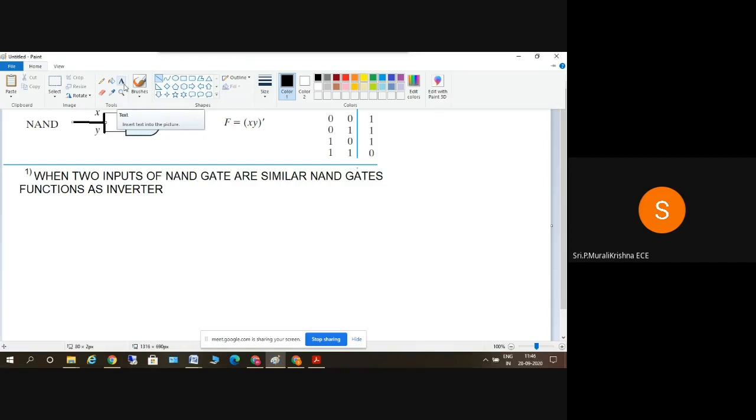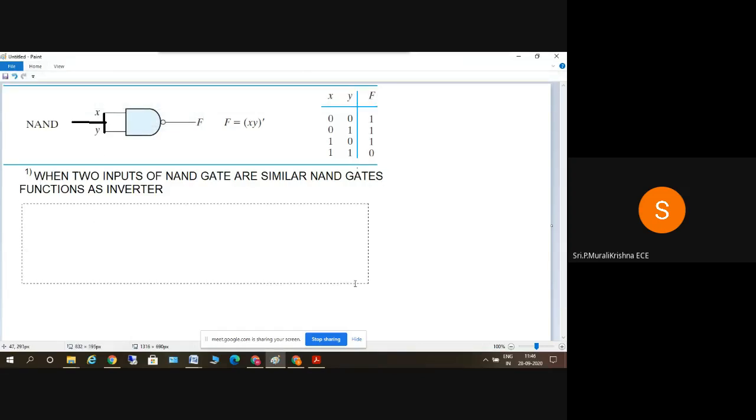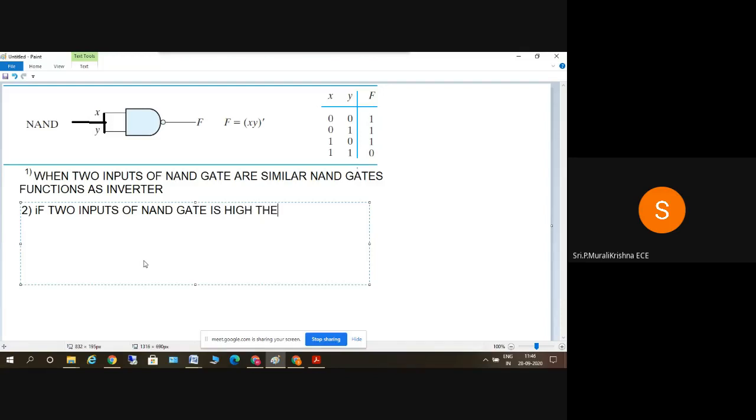So any other properties? Any other property for this NAND gate? If the two inputs of the NAND gate are high, the output is low. Just an extension of this.